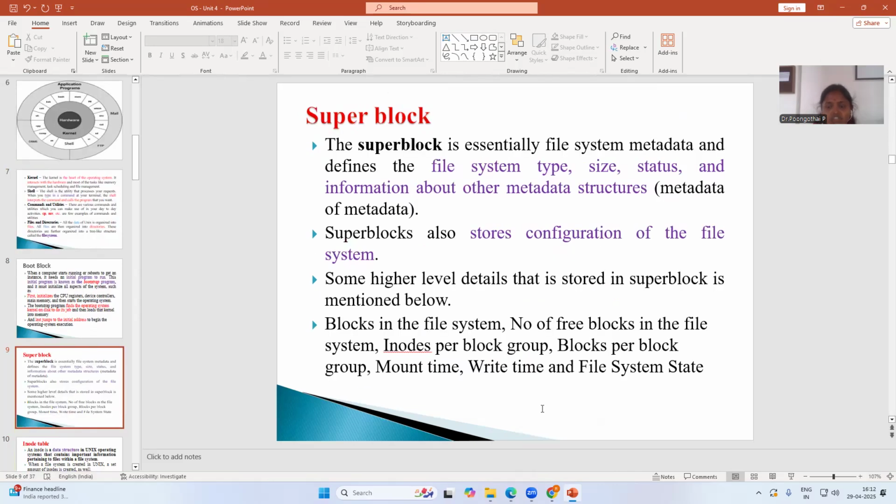Superblock. It is essential file system metadata, and it defines the file system type, size, status, and information about other metadata structures. Metadata means data about the data. Superblocks also store the configuration of the file system. Some higher level details stored in the superblock are mentioned below. Blocks in the file system. Number of free blocks in the file system. Inodes per block group. Blocks per block group. Mount time, write time, and file system state. So these are the superblock.